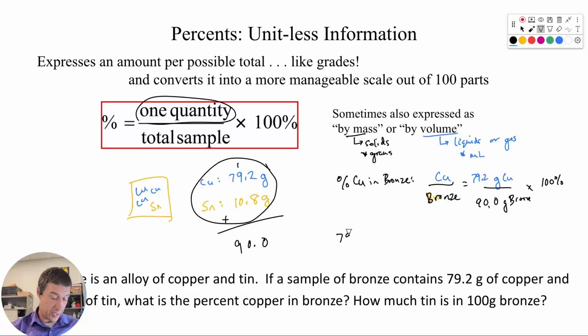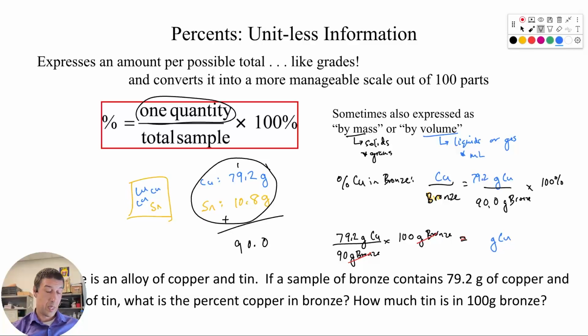If we had 79.2 grams of copper, and since I don't have a calculator, we'll just have to write it out, with 90 grams of bronze, if I had 100 grams of bronze, what would happen? Well, my units would now cancel, and I'd be left with, after this calculation, the grams of copper. But I want to know the grams of tin.